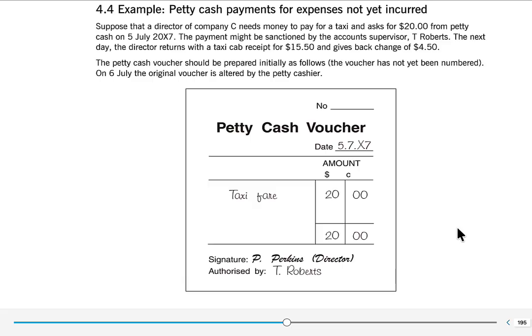$15.50, so the director did not use the full $20. That means there is extra money left. So the director must return the change. $20 minus $15.50 leaves $4.50. So the director gives back $4.50 in cash. This is very important because petty cash must not lose money. Any unused part must return to the box.